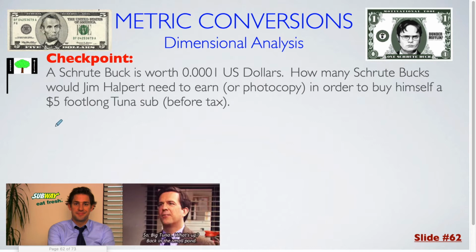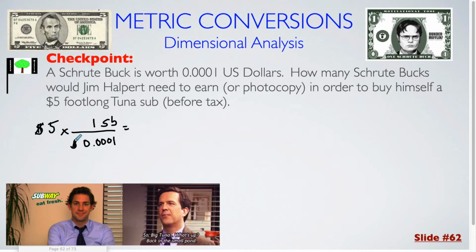Now, the way that you would set this up, we know that we're going to need $5. So we're going to start there. So $5. We're going to set up a conversion factor. We know that dollars is going to have to be on the bottom. So we're going to use the 0.0001 dollars. We know that we're trying to get to Schrute bucks, and this many dollars is equal to 1 Schrute buck, which I'll abbreviate as SB.